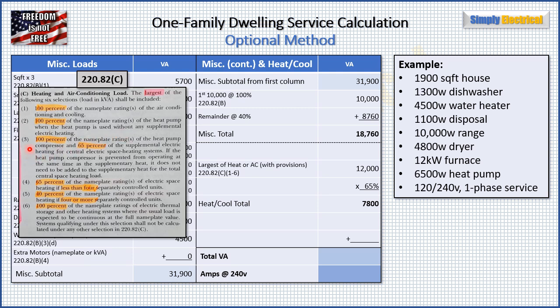Number 3 says 100% of the nameplate rating or ratings of the heat pump compressor and 65% of the supplemental electric heating for central electric space heating systems.